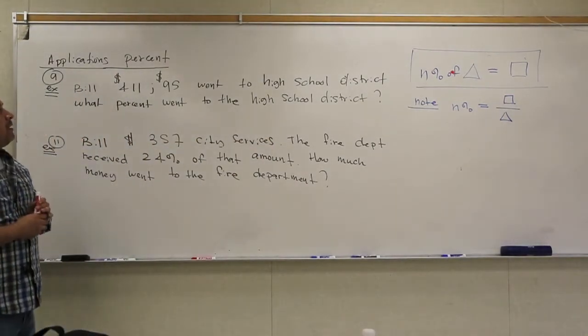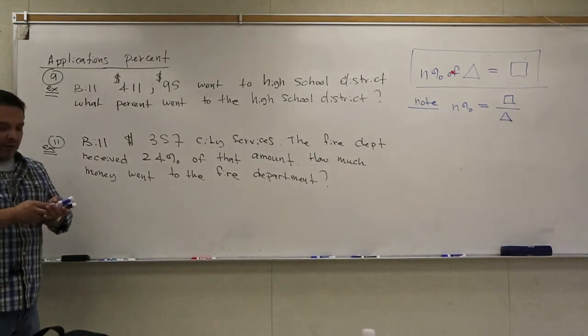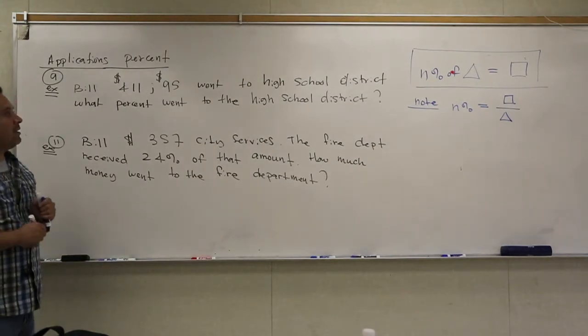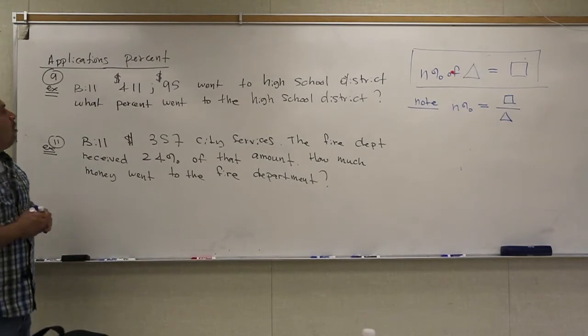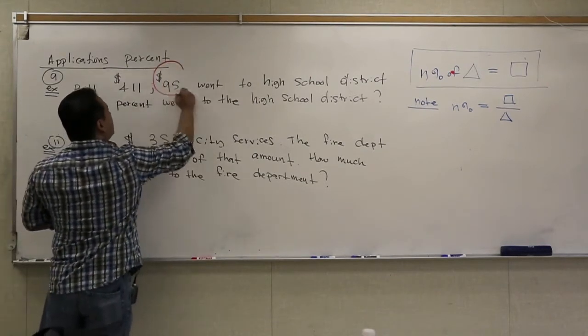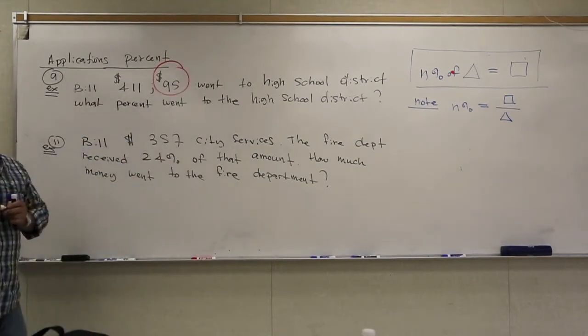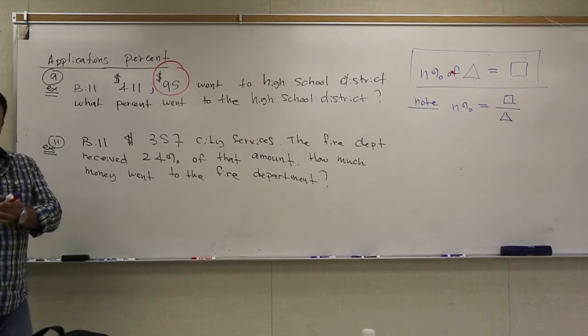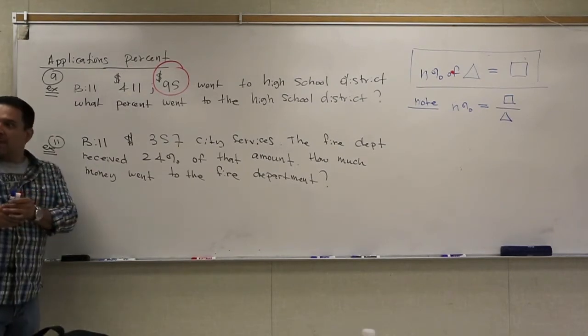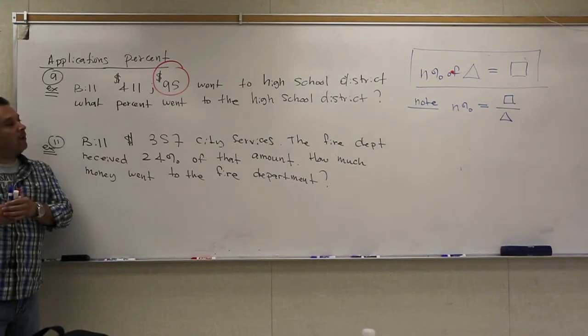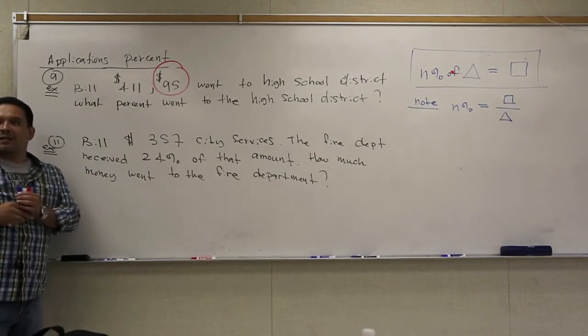Okay, so what do you think? How do they go about this? How do you go about finding what percent went to the high school when you know $95 went to the high school? Do you guys know? Say that again? Yeah, it is going to be the numerator.